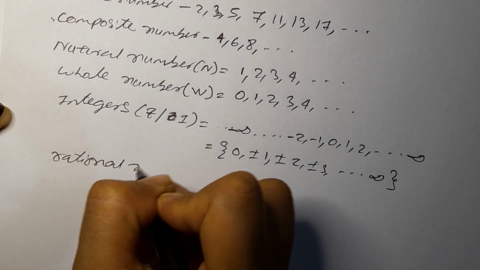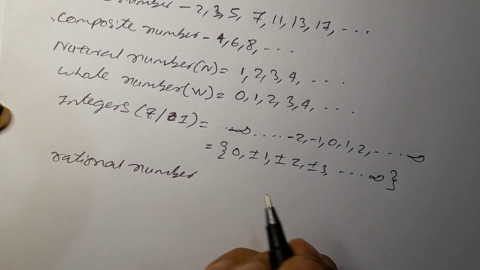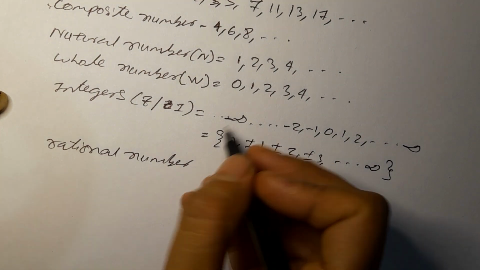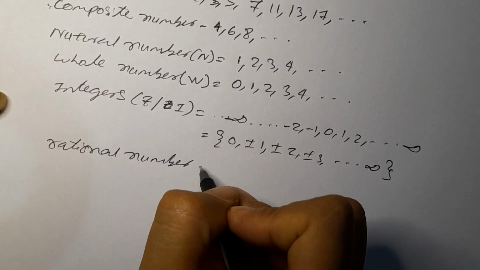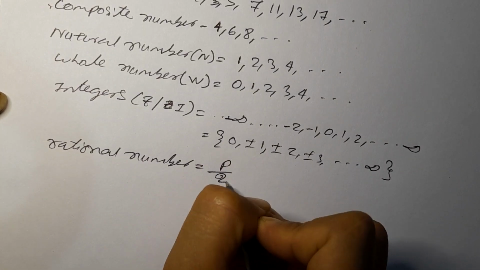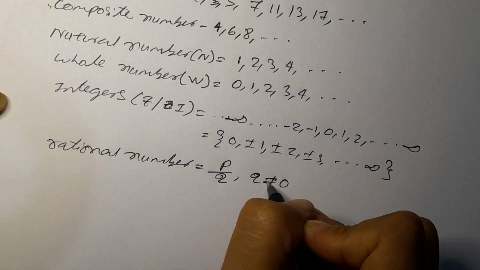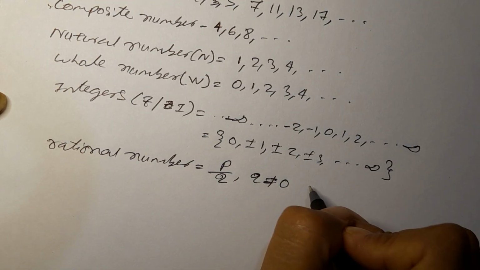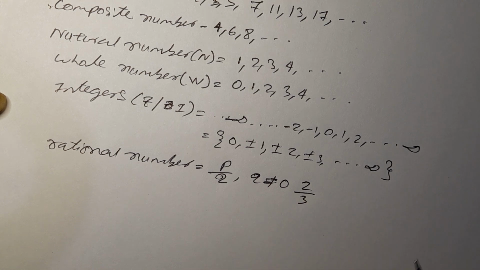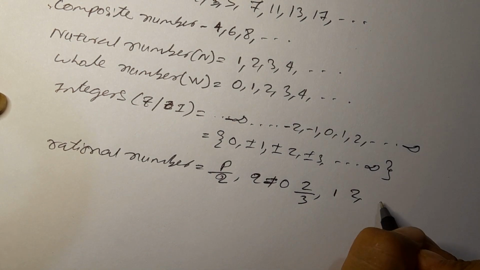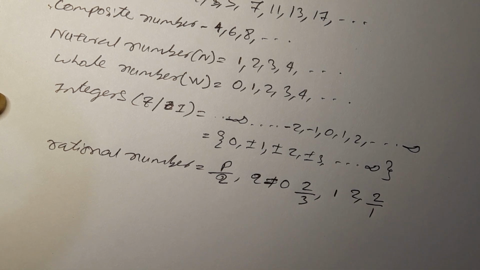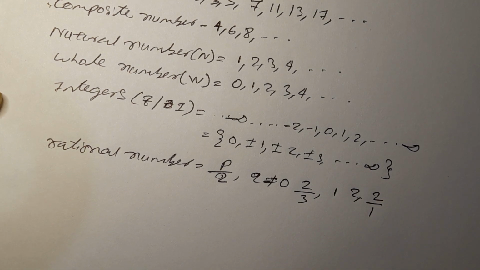Rational number. A rational number is a number that is written in fractional form, that is p divided by q, and q does not equal 0. Example, 2 by 3 is also a rational number. 1 is also a rational number. 2 is also a rational number, because 2 can be written as 2 by 1. So all these are rational numbers.